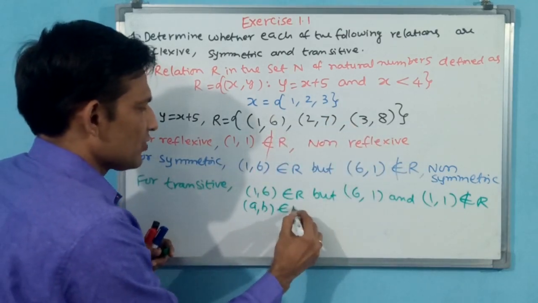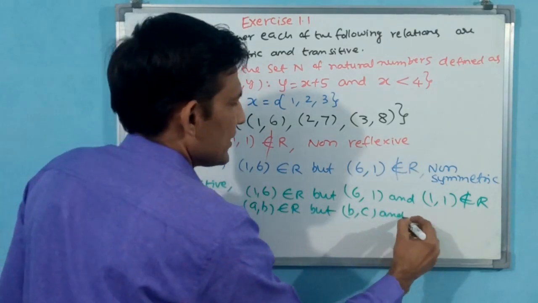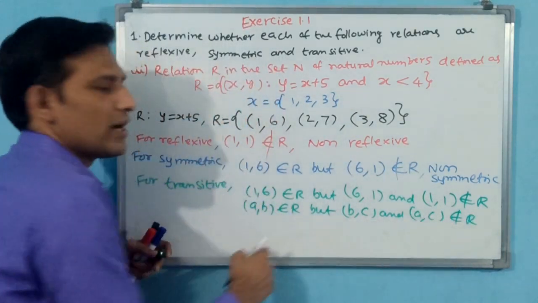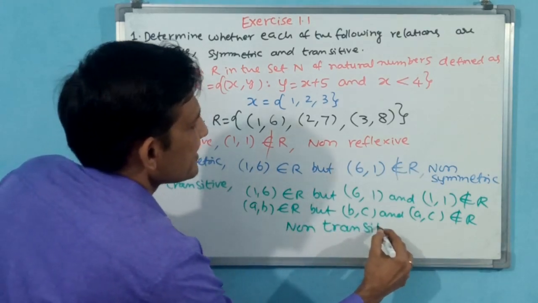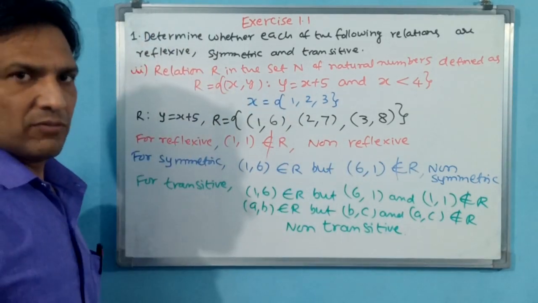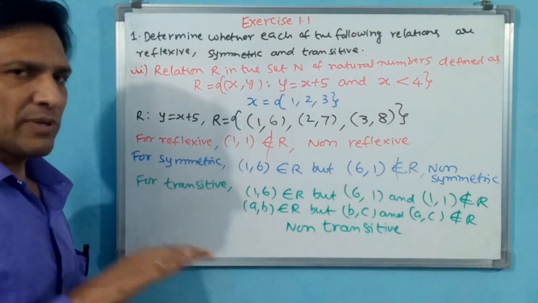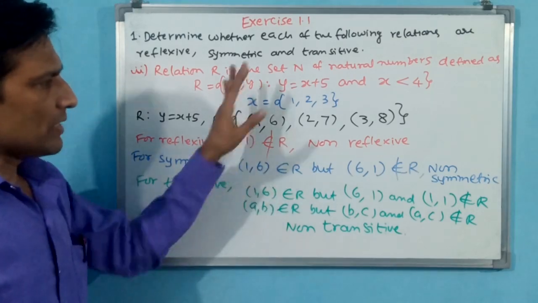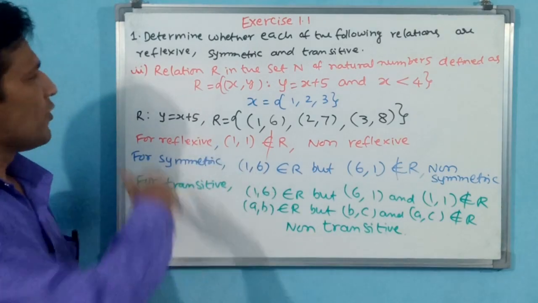Again you write this also. A comma B belongs to R, but B comma C and A comma C do not belong to R. That means these two do not belong to R. That is why non-transitive. This is the answer for the second part of the first question. Okay, you are understanding? Several relations are there. This much speed we will go, or else we are unable to finish. Okay, now you understand? Clearly I have mentioned. Okay, we go for the third part.